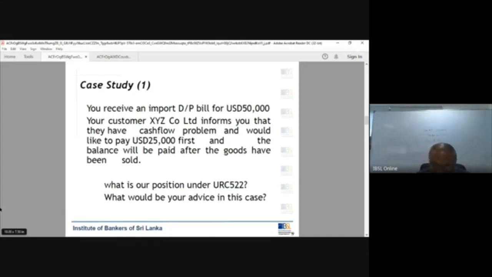Article 19B says, in respect of documentary collections, partial payments will only be accepted if specifically authorized in the collection instructions. However, unless otherwise instructed, the presenting bank will release the documents to the drawee only after full payment has been received. And the presenting bank will not be responsible for any consequences arising out of any delay in the delivery of the documents.